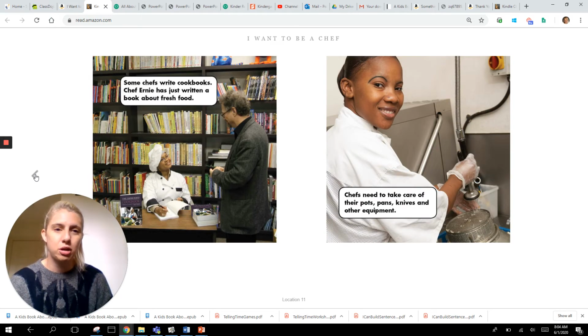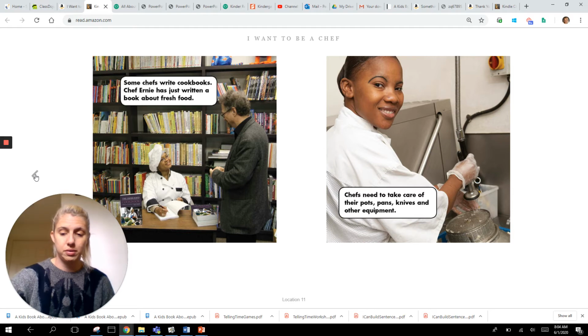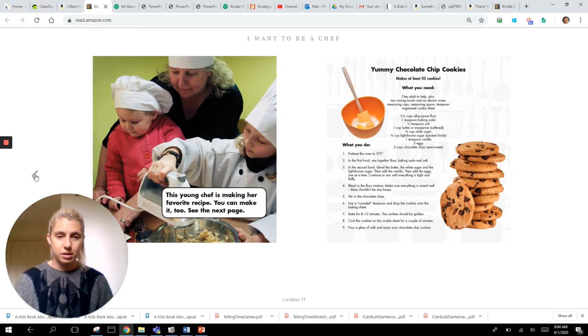Some chefs write cookbooks. Chef Ernie has just written a book about fresh food. Chefs need to take care of their pots, pans, knives, and other equipment. Cookbooks are books about food and cooking. This young chef is making her favorite recipe. You can make it too. See the next page. Yummy chocolate chip cookies.